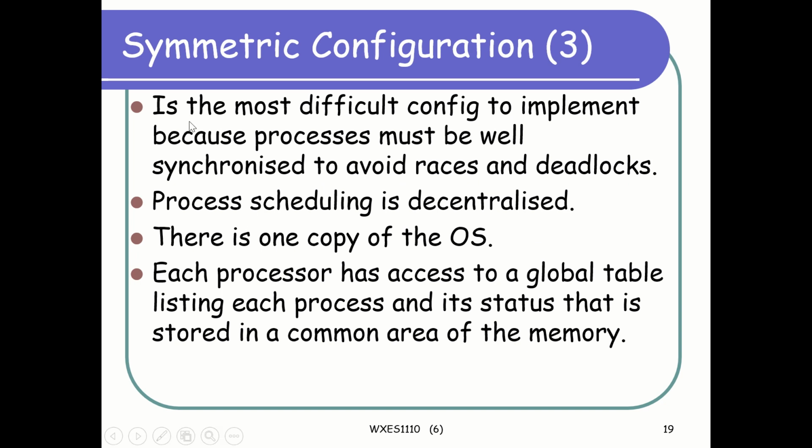However, it is the most difficult configuration to implement because processes must be well synchronized to avoid races and deadlocks. We have learned about race condition and deadlocks in the previous lecture, lecture number 5. Process scheduling is decentralized, so they have no central authority. All is decentralized, or you can call it distributed. There is one copy of the OS, and each processor has access to a global table listing each process and its status that is stored in a common area of the memory.